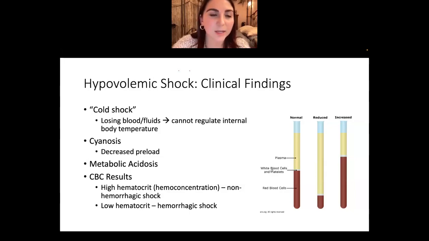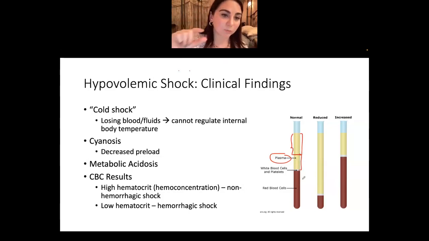I really just put this here because sometimes questions will give you a CBC, and I don't want you to wonder why they're giving you a CBC. They're probably just trying to show you, if it's hypovolemic shock, what the hematocrit is. If you have non-hemorrhagic shock, remember, you're not losing blood cells, you're losing plasma volume. So you're losing this part here. Let's say you lose this much from here, so you go from this much to now only this much. Hematocrit is basically how much of the total blood is red blood cells.